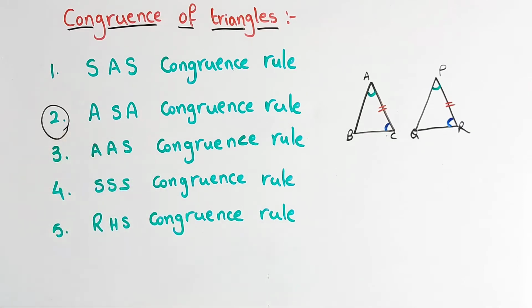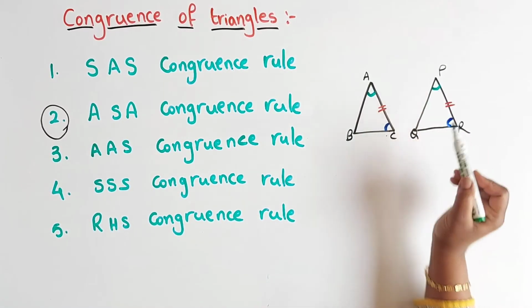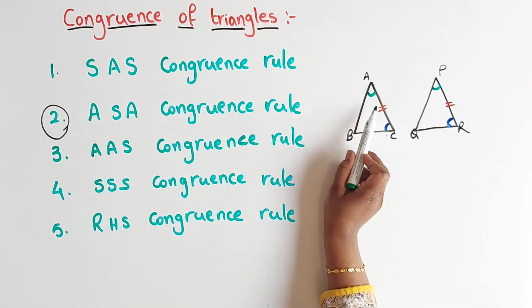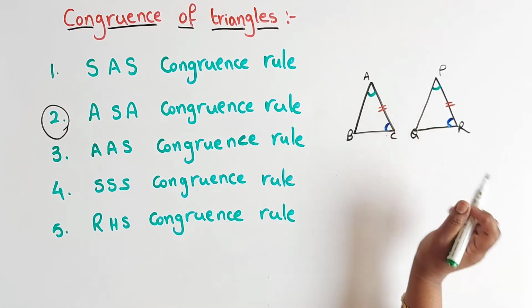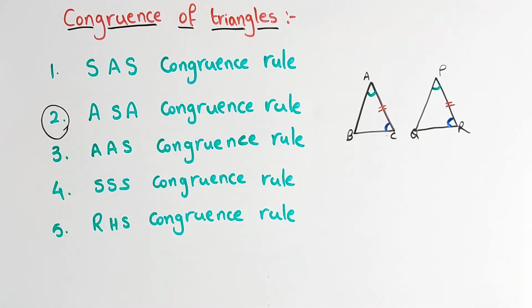Right, children? Now see here, angle A equal to angle P, angle C equal to angle R. See the included side, the middle one, AC is equal to PR. So these triangles are said to be congruent as per ASA congruence rule.